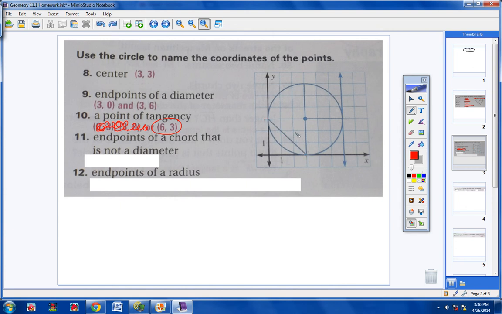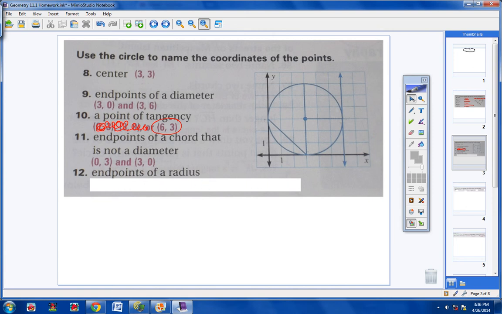So what are the endpoints? Well, this one here would be 3, 0, and this one here would be 0, 3. That's the names of this endpoint here and this endpoint here. All right, so those would be the endpoints of the chord that's not a diameter. Now, what's the endpoints of a radius?